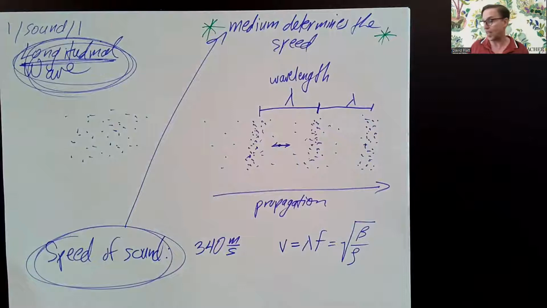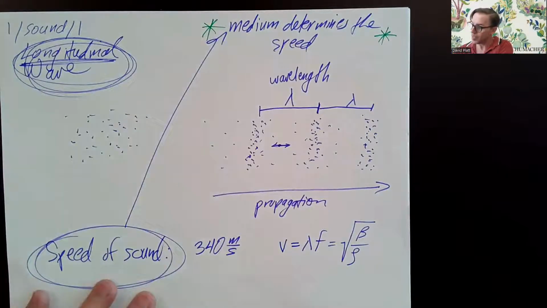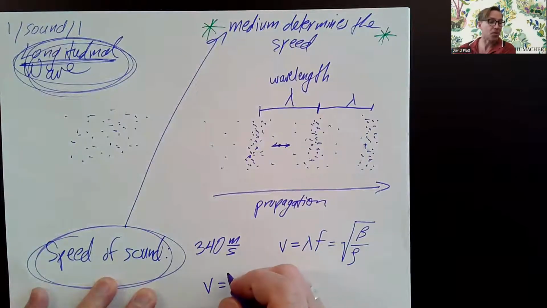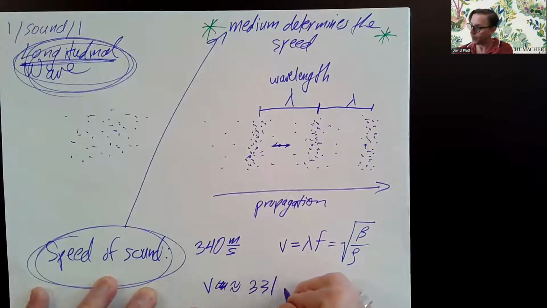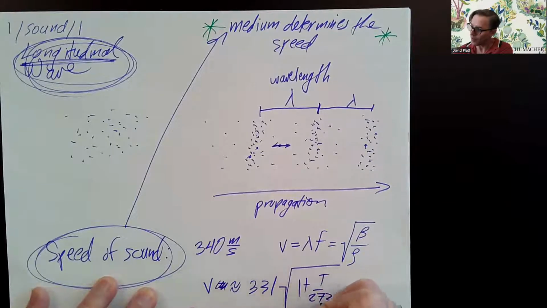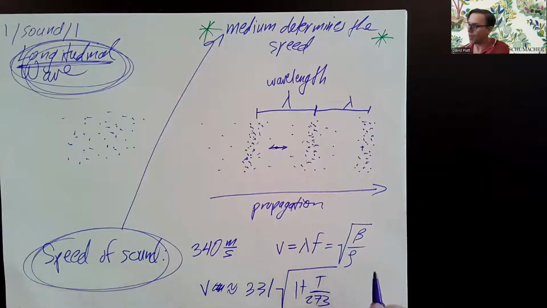And there are different things that could change about the air that would change the speed. For example, temperature. The speed of sound in air is approximately equal to 331 times the square root of 1 plus T over 273, and that's for the temperature in Celsius or centigrade.